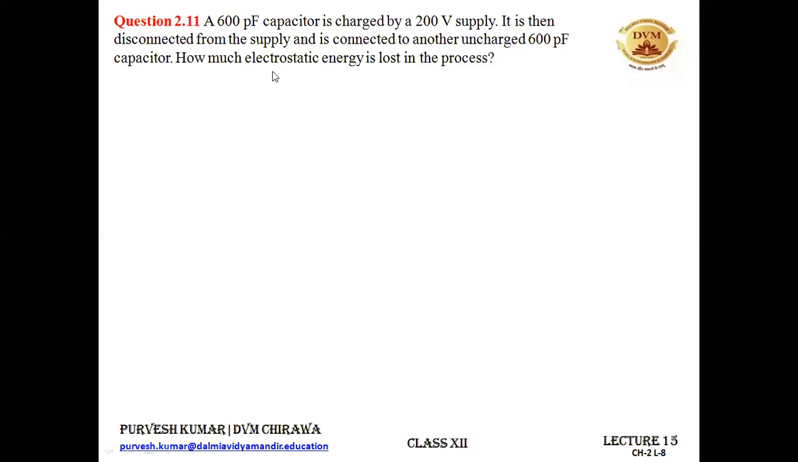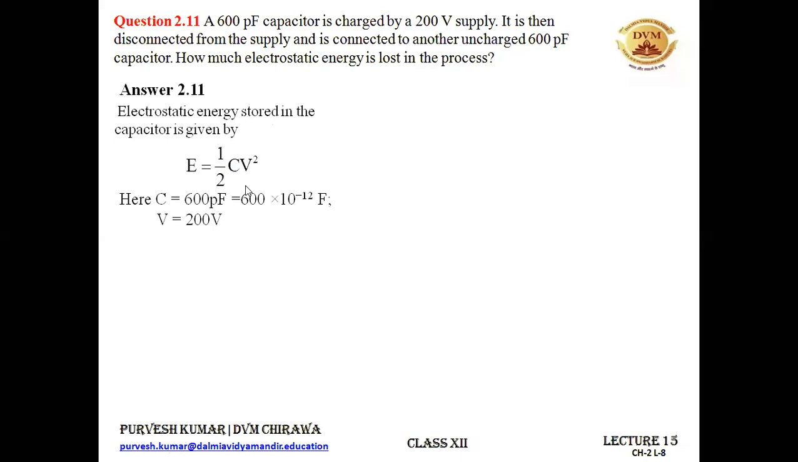The question 2.11 says that there is a 600 picofarad capacitor. It is charged by a 200 volt supply. It is then disconnected from the supply and connected to another uncharged 600 picofarad capacitor. How much electrostatic energy is lost in the process? All right. So electrostatic energy stored in the capacitor is given by the relation E is equal to half CV square. First, try to find out the electrostatic energy when you charge the capacitor of capacitance 600 picofarad with voltage 200 volt. You can easily write E1, that is equal to half CV square.